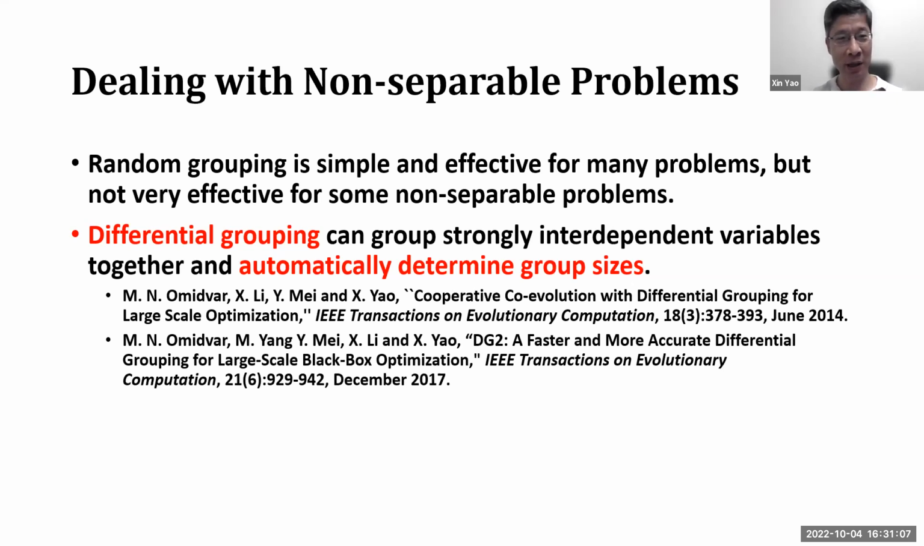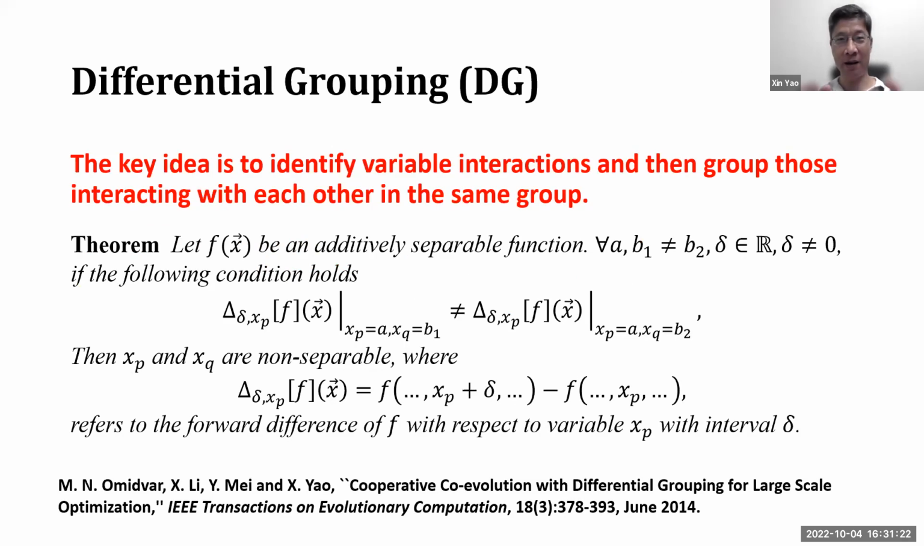Okay, this is what we came up with, a name: differential grouping. Differential grouping doesn't mean we use derivatives. We don't use any derivatives. We just call it differential grouping. So the core idea is to identify variable interactions. We can put strongly interacted variables into one group, and then weakly interacted or no interaction among variables into different groups. One of the side benefits of doing this is now I can do decomposition where the group sizes are different, because some of the groups might be larger, some of the groups might be smaller. So the group size is actually determined by this differential grouping method automatically.